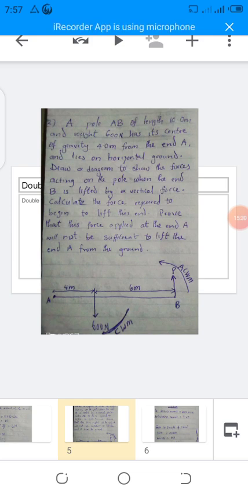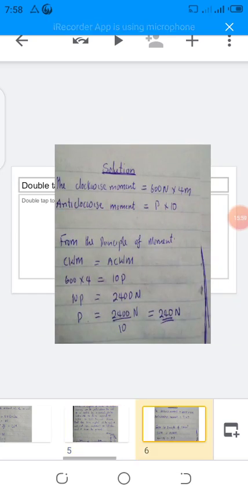So therefore, the distance of the force you apply at B, force P, to the support A is 6 meters plus 4 meters. Then the anti-clockwise moment will give us force times perpendicular distance. So the perpendicular distance of reaction P from support A is 6 plus 4. That's where we have 10 there. So therefore, our anti-clockwise moment is P times 10.